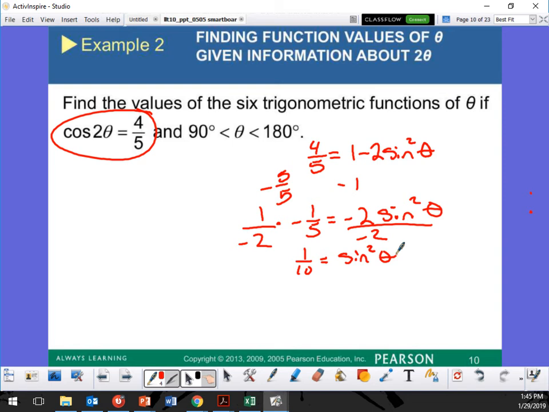Yes? Okay, so given that much information, what do we say to do next? Square root both sides. So now it's going to be sine theta is equal to plus or minus the square root of 1 over 10.